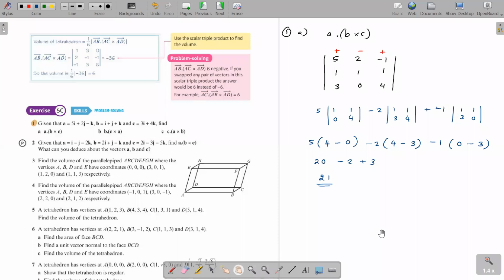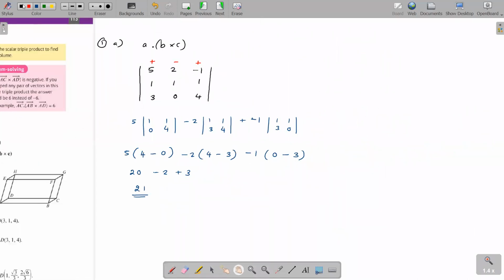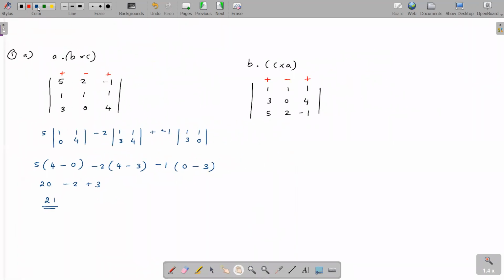Then they also ask you to find B dot C cross A. So when you find B dot C cross A, what do we get here? B is 1 1 1, and C should be 3 0 4, and A is 5 2 minus 1. So again we put plus minus plus and do the exact same thing again. Shall I do it immediately now? So what do we get here?